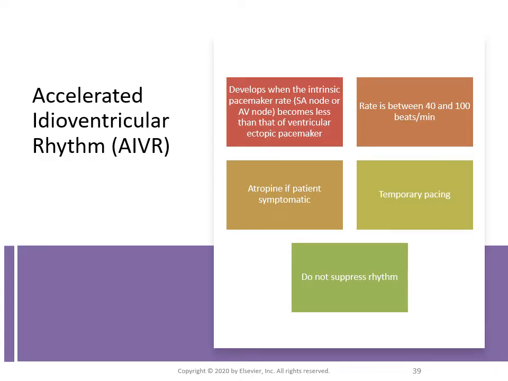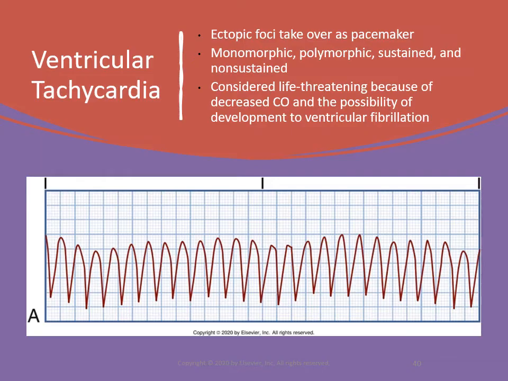Another rhythm we might see is the accelerated idioventricular rhythm. We don't have a picture of it here, and I can promise you it won't be on your exam, but I just wanted you to know about it and that it's there. Atropine is the treatment if the patient is symptomatic, and if it's sustained, we would have to move to pacing.